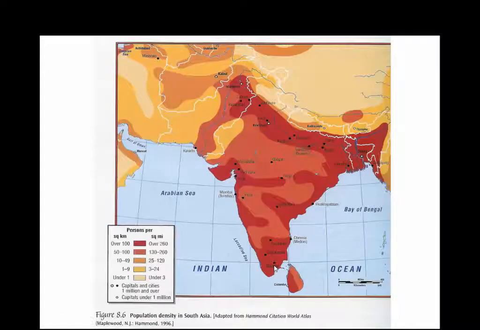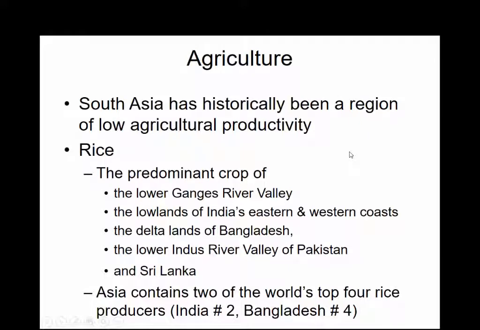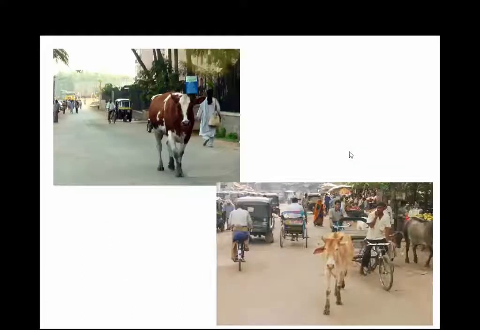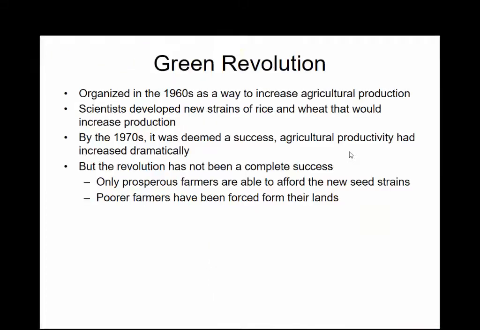We can look at the people per square mile, so you can just see the densely populated regions here. We've got the Indus River Valley here, the Ganges, and the Brahmaputra. This talks about agriculture, rice, livestock. Meat consumption in India and this region is fairly low because many Hindus, which is predominantly India, are vegetarians. So you might see pictures like this. We've got the Green Revolution.